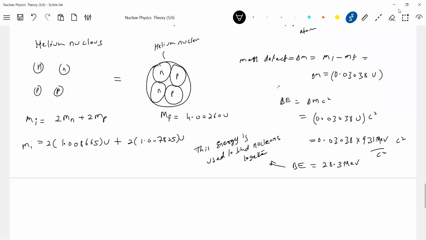So when you measure the mass of its constituents and the mass of the nucleus, the difference of that mass is the mass defect. And delta M into C square will become the binding energy, and this binding energy is utilized to bind the nucleus together. Now to break up this helium nucleus, how much energy should I supply? 28.3 mega electron volts. If you supply 28.3 mega electron volts to the nucleus, it will get converted into its constituents.